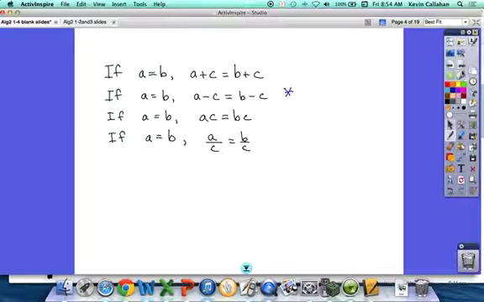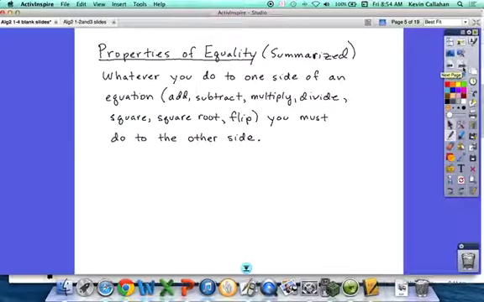I like to think of it more generally than that. If you just want to summarize these properties of equality, whatever you do to one side, you do to the other side, right? That includes add, subtract, multiply, and divide, like we just saw. It would also include, which we will do later on in this class, squaring both sides, or taking the square root of both sides, or flipping both sides. Take them both and flip them. All of those things. As long as you're doing it to both sides, then you're not changing the balance in the equation.